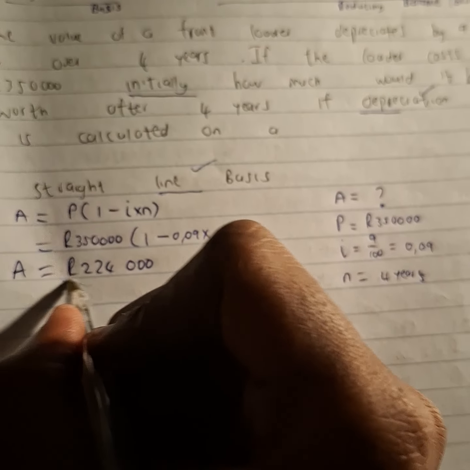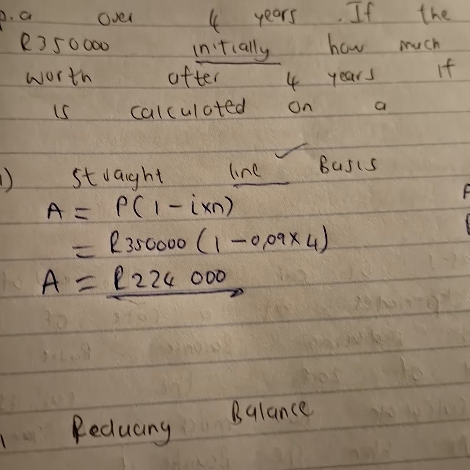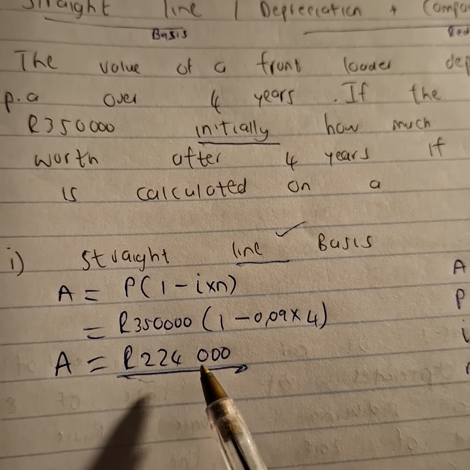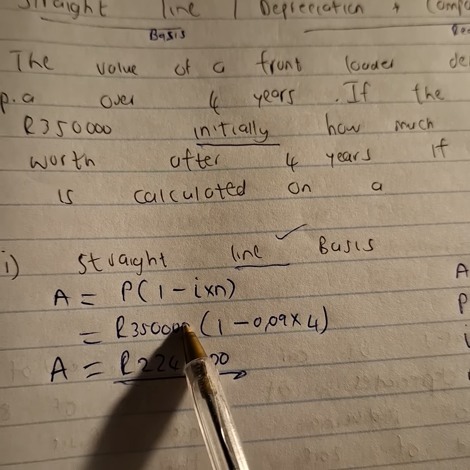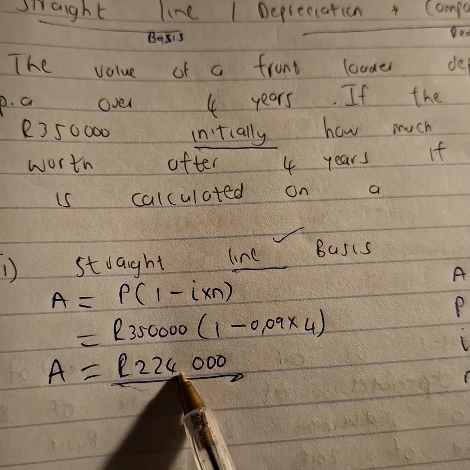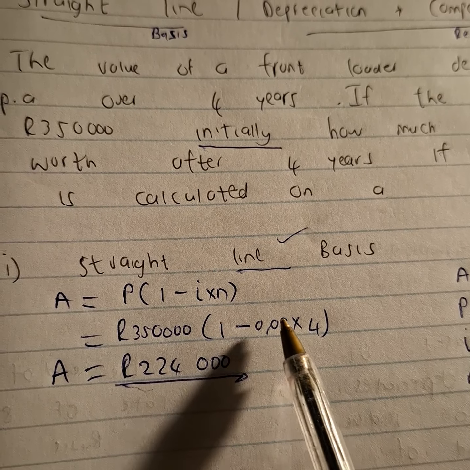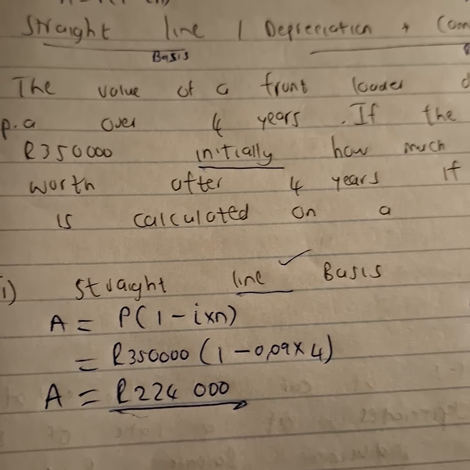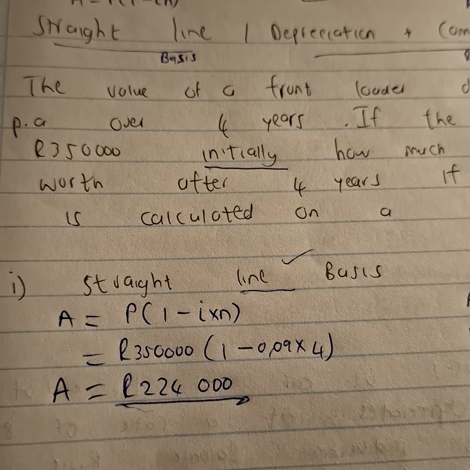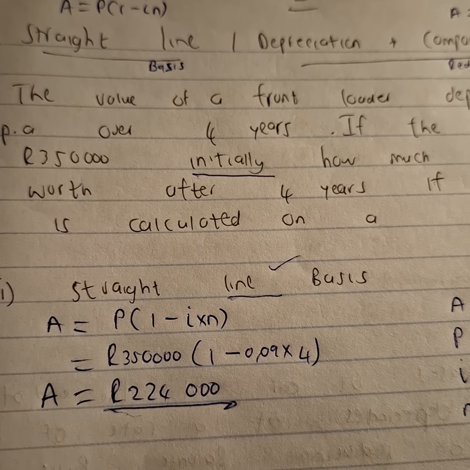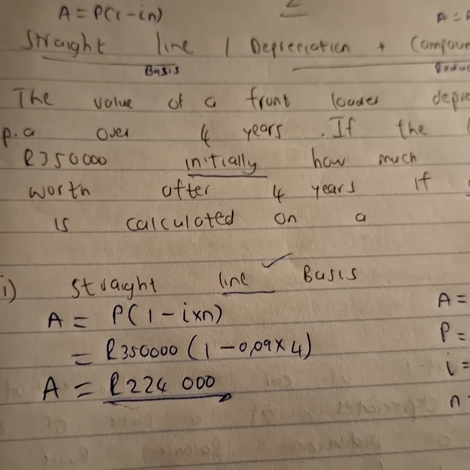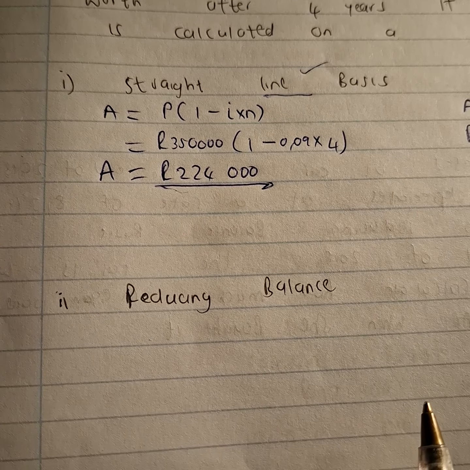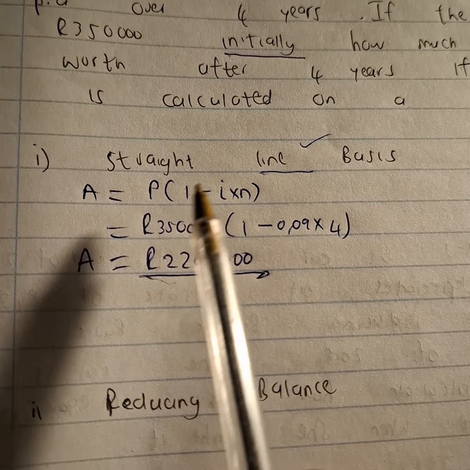Since we are dealing with straight line basis, if you look at this amount, you can see that this is a lower amount, which it's supposed to be, because like we said, the front loader is going down in value over 4 years. Why? Because we are using that item, so the more you use that front loader, wear and tear gets the better of it. Now we've calculated the amount for straight line basis.